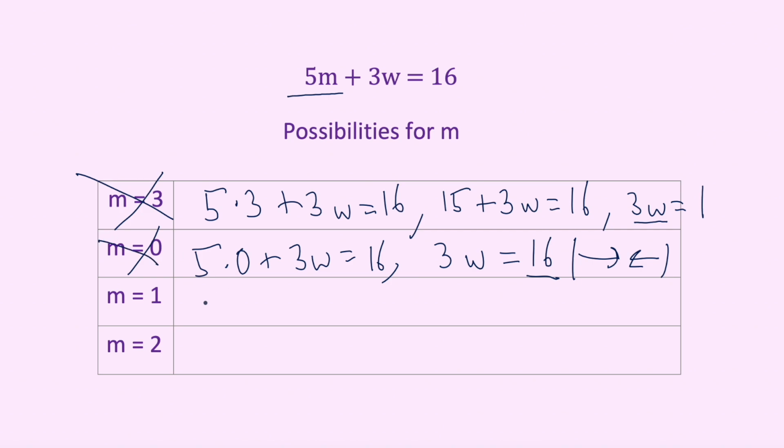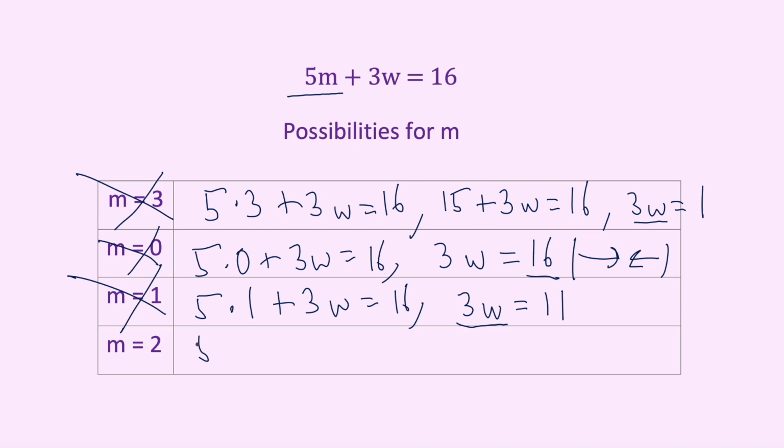Now what about m equal to 1? Plugging it into our equation, we get 5 times 1 plus 3w is equal to 16. 5 times 1 is 5, and subtracting 5 from both sides gives us 3w is equal to 16 minus 5, which is 11. But once again, 11 is not a multiple of 3. So this is not a possibility. The only one that remains is m equal to 2.